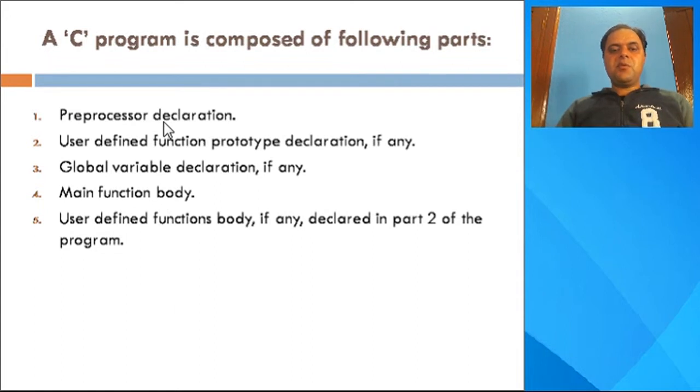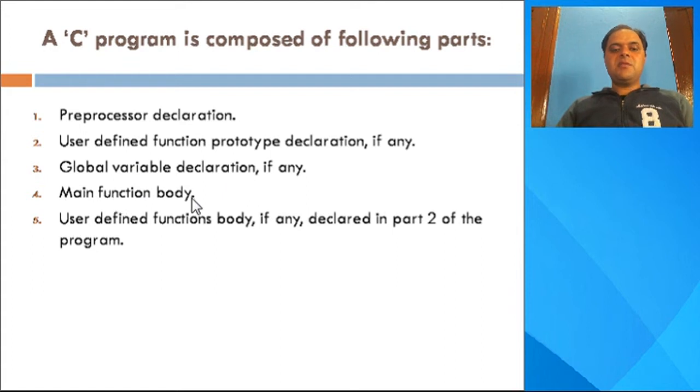First is the preprocessor declaration. First we have to declare a preprocessor. We will discuss it later. Second step is the user defined function prototype declaration, if any. If we have to use any function, then we have to declare it after the preprocessor directive. If not, then it is not required. Next is global variable declaration, if we have to declare a variable globally.